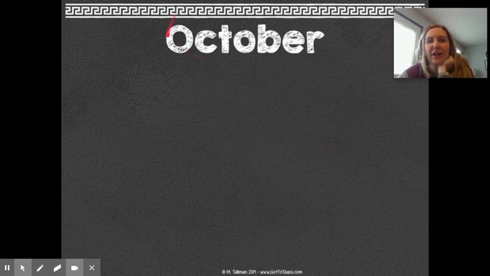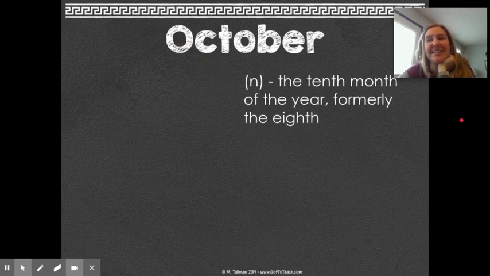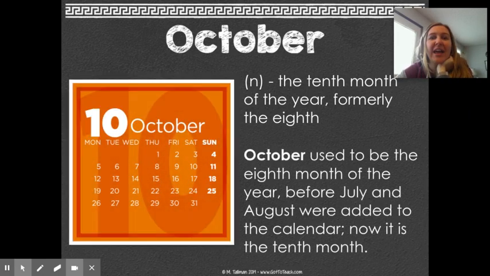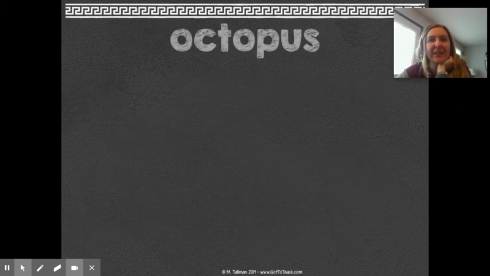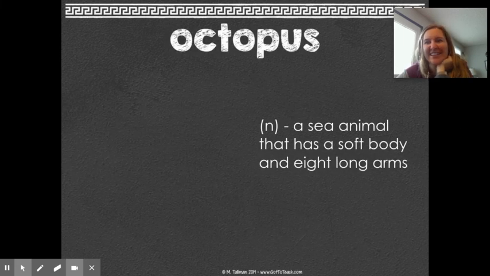October has the root oct in it, and although October is the 10th month of the year, currently, just like September, it was pushed back a couple months when July and August were added, and it is now the 10th month of the year. And our last word today is octopus.